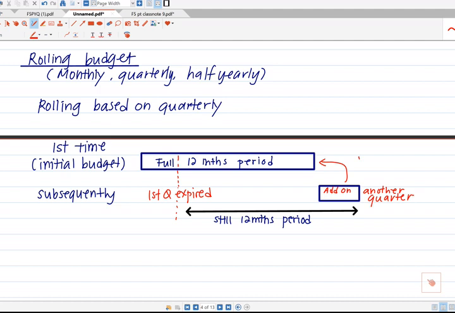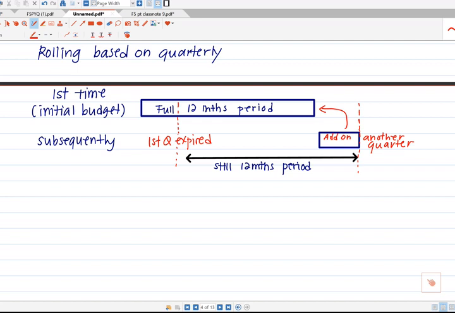So we add on another quarter. So it will be continuous if it's based on quarterly. So that's why, what is the benefit of a rolling budget? You'll be able to reflect according to the existing market conditions.